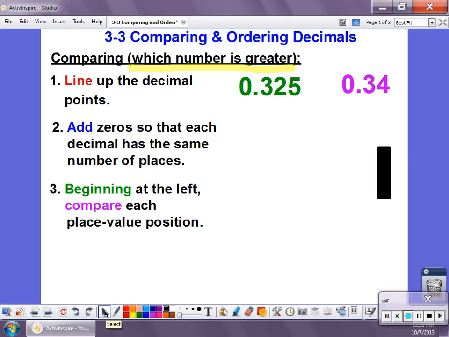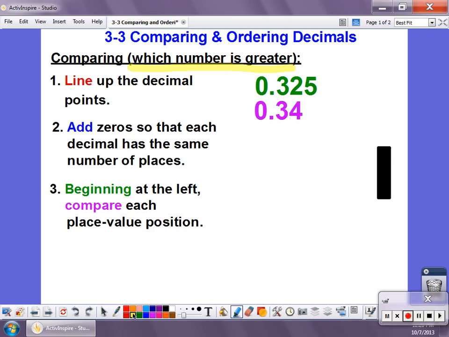There are two ways that you can compare and order decimals, and they're very similar. They both start off the same way, and that is by lining up your decimal points. You want to line up your decimal points because it helps you compare very quickly and easily the values that you have in each place value position. So if I look at these two numbers, I can tell that both of these numbers have no wholes. This has 0 ones and this has 0 ones. So that's why we would line them up, because then I can compare place value positions.